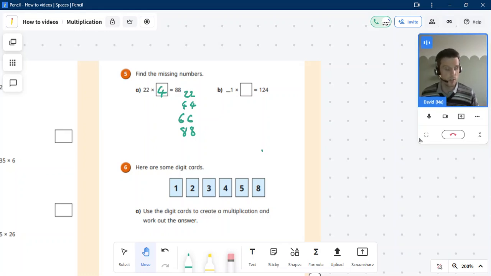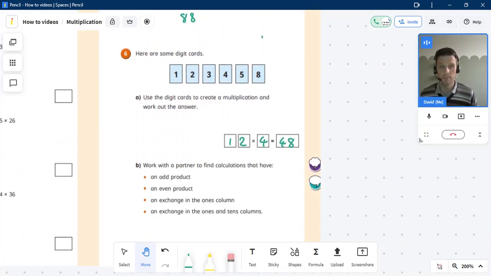Okay, moving on to the final question now. Okay, so I've come up with an example here of using the digit cards to create a multiplication sum. There are many different sums. As you can see, I've used the same digit card more than once, so you can too. So have a go and think of a multiplication sum on your own. Pause the video here.